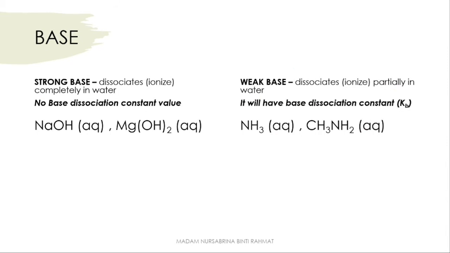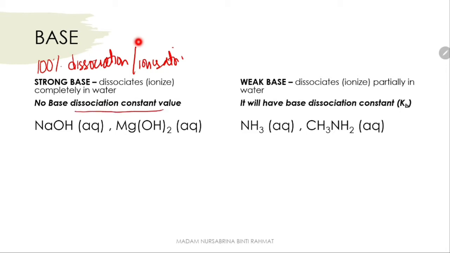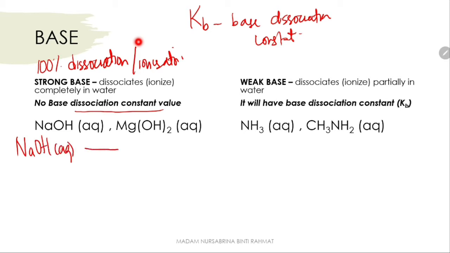Alright, so now let's look at bases. Again, if it's a strong base, it will ionize completely in water, so 100% dissociation or ionization. Okay, so there is no base dissociation constant for a strong base. If it's an acid, it's Ka, so for a base, it's Kb, the base dissociation constant. Okay, so NaOH, complete ionization. So one-way arrow. For a strong base, we are not going to add water in the ionization equation. Just break the base down into its 2 different ions.